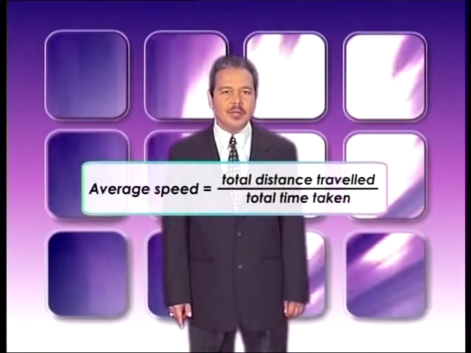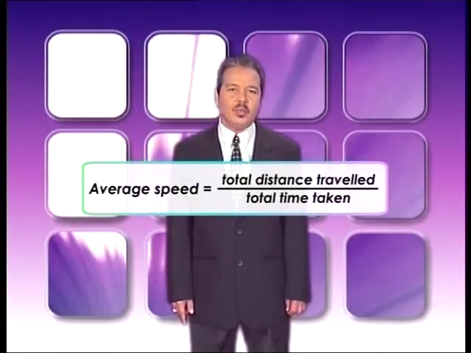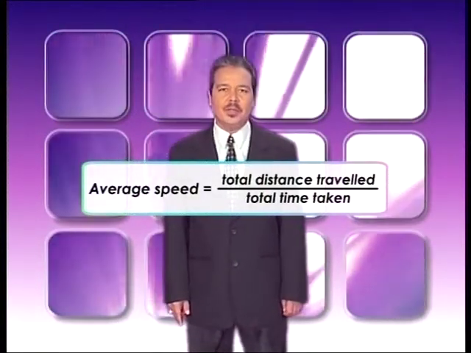Thus, the average speed for a moving object can be calculated by dividing the total distance traveled by the total time taken. We use the unit kilometers per hour or meters per second for average speed.